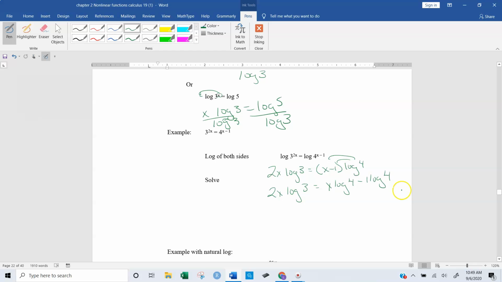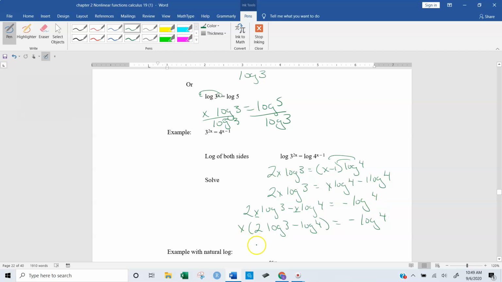All right, I need the x's on the same side of the equation. I know it looks ugly, but that's what we have to do. So now we got 2x log 3 minus x log 4 equals minus log 4. Okay, they both have an x in common, so I can factor it out. So this is x times (2 log 3 minus log 4) equals the negative log 4.